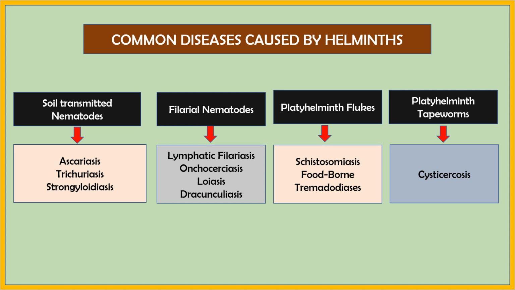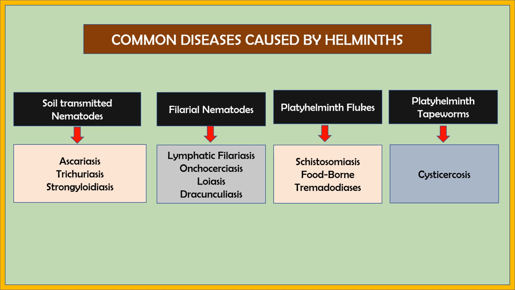Platyhelminth flukes are another type of helminths that cause schistosomiasis and foodborne trematodiasis. Then there is another type of platyhelminth, the tapeworm, that causes cysticercosis. I'd like to mention here that helminths can be parasitic as well as non-parasitic.